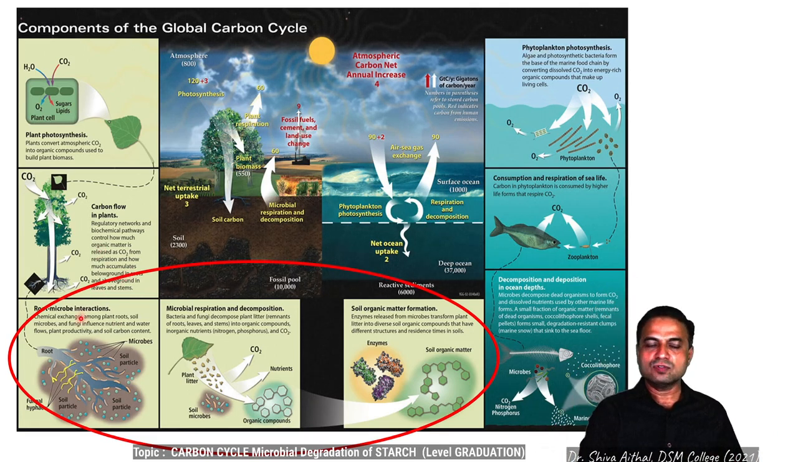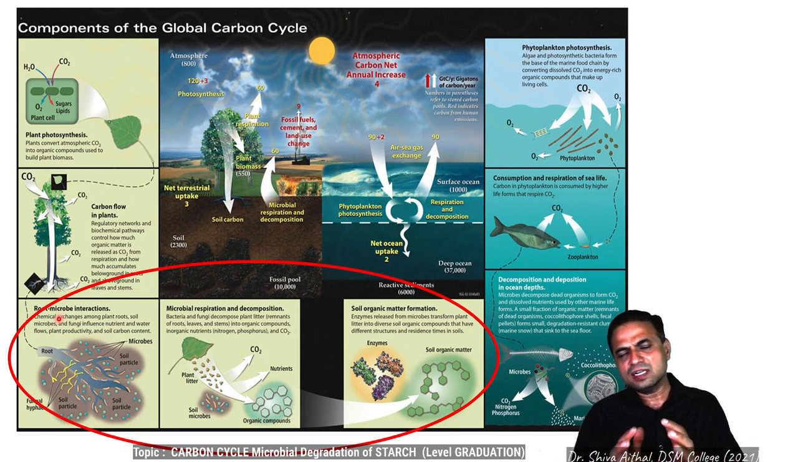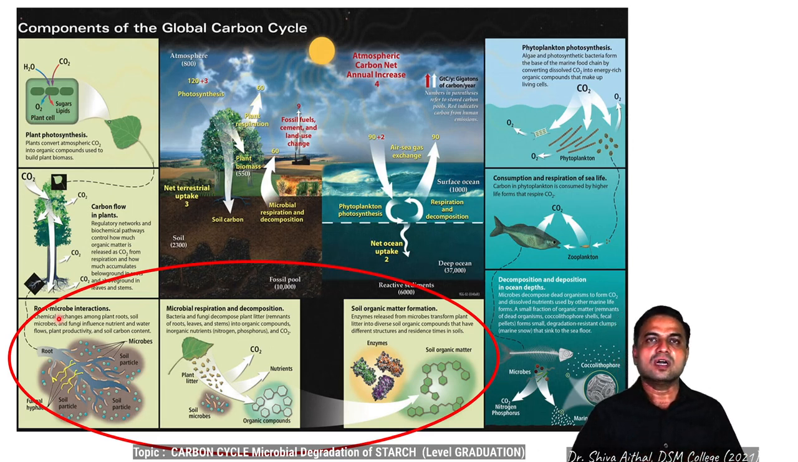Below the ground, if you see the role of microbial interactions, the rhizosphere, chemical exchanges, that is cationic exchanges between the plant roots, the soil microbes, and the fungi, which influence the nutrient and water uptake, plant productivity and the soil carbon content. These all act as a sink, meaning they store carbon and are also involved in the mobilization of this carbon currency. Then there is microbial respiration and decomposition, which takes place with respect to the plant litter.